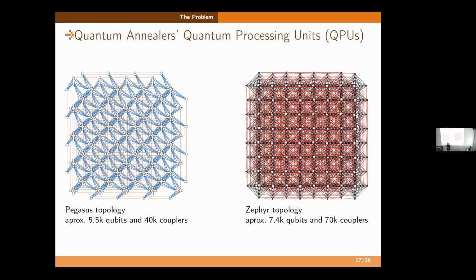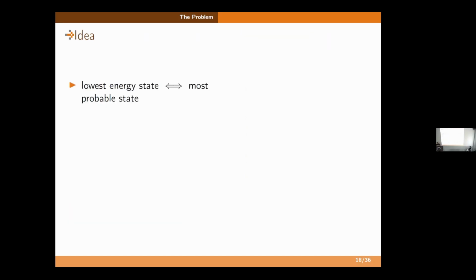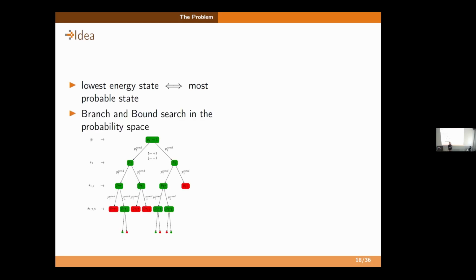I want to stress that this connectivity is really limiting. These are quite sparse graphs, but also dense enough that simulating them is a problem. And what idea did we have for our method? Generally, if we have an Ising model, then the lowest energy state that we want to find, the ground state, is also the most probable state when sampling from the Boltzmann distribution. So we can perform branch and bound search in the probability space.